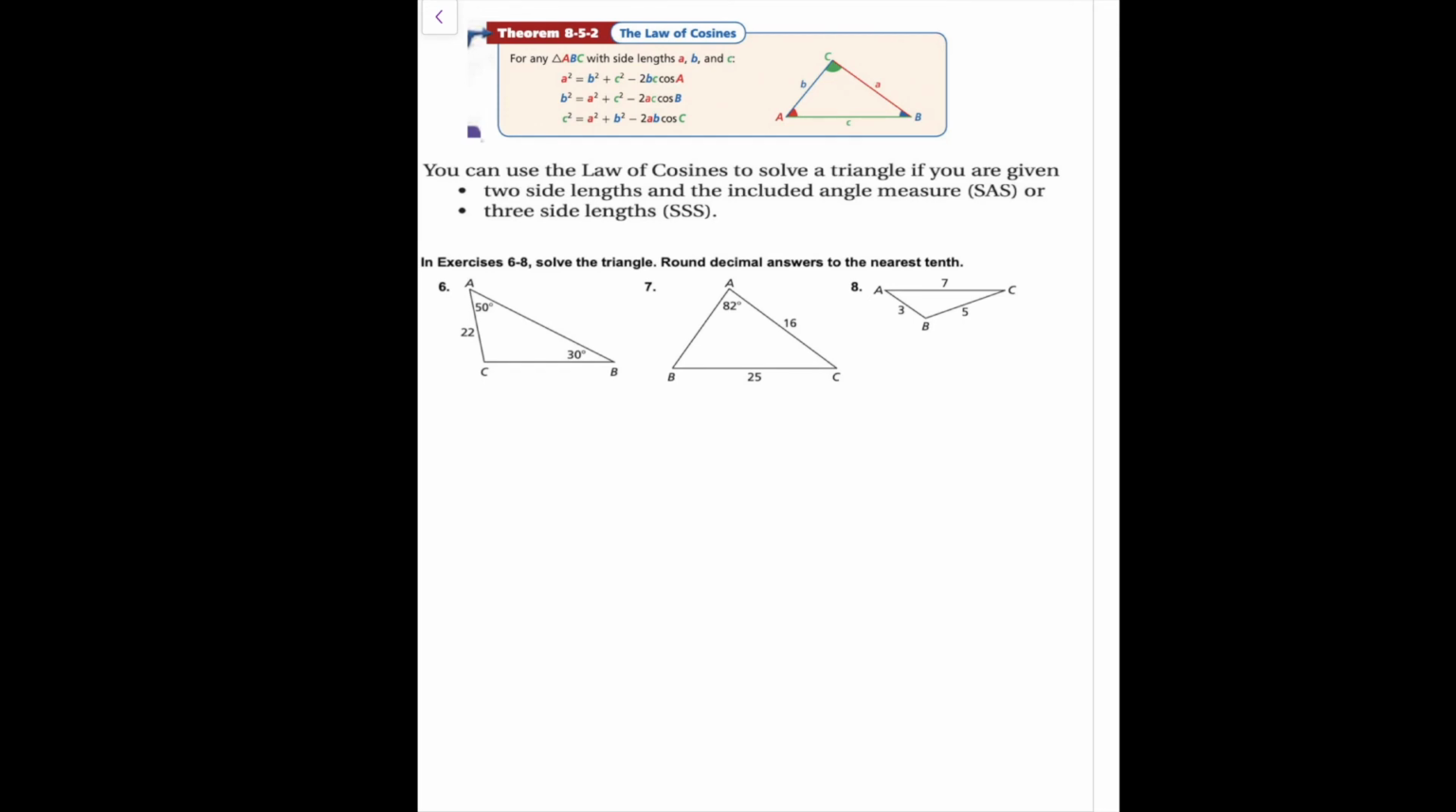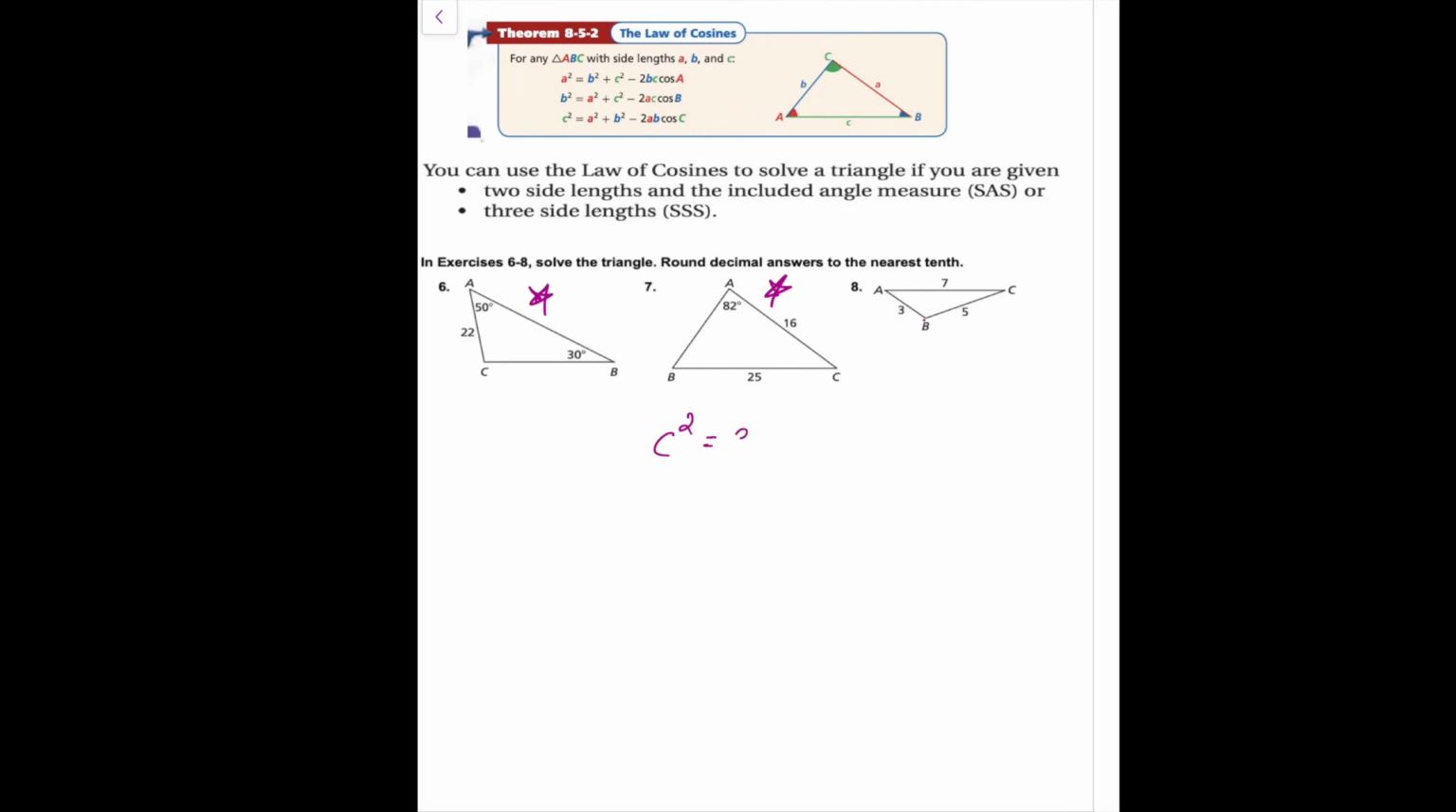Now let's do problem number 8. We already did number 6 and number 7, and we are doing number 8 now. On number 8, they give you all three sides. So we can use only the law of cosines, and let's decide which side to use first, or which angle you want to figure out first. So let's say we are trying to figure out angle C first.